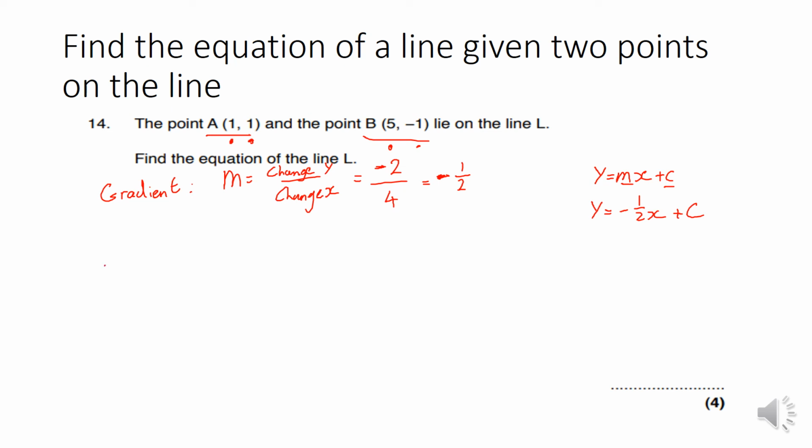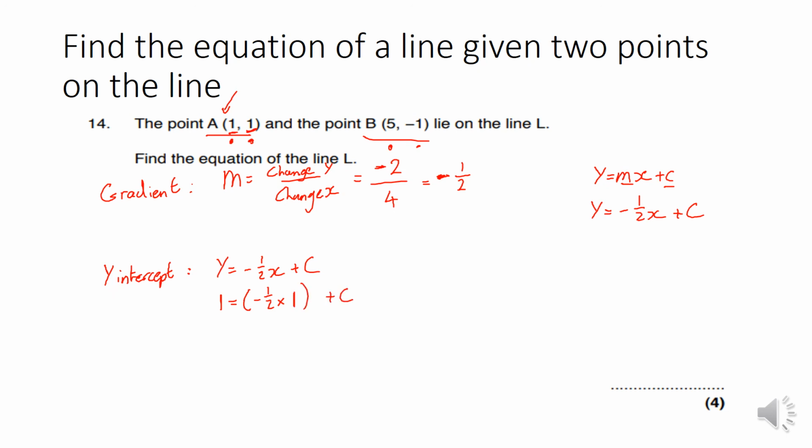Okay, so let's find the y-intercept. So now we're going to pick one of the points and substitute in the coordinates. So again, let's pick this one because the numbers are nice and easy. It's 1 and 1, so it should be easy to substitute. So if we've got y equals minus 1/2 x plus c, let's substitute in. So we've got y as 1, so 1 equals minus 1/2 times x, which is just 1, plus c.